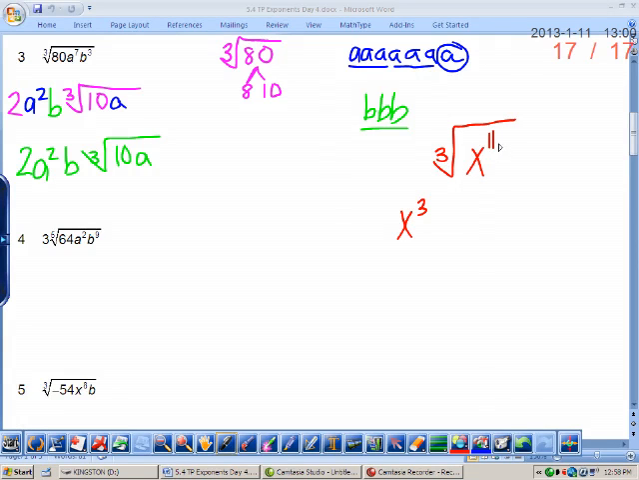3 goes into 11 3 times, that's 9. What's left over? 2. So that would be the cube root of x squared. So you divide and then see what the remainder is. So what if I asked you to find the 5th root of y to the 23rd power?